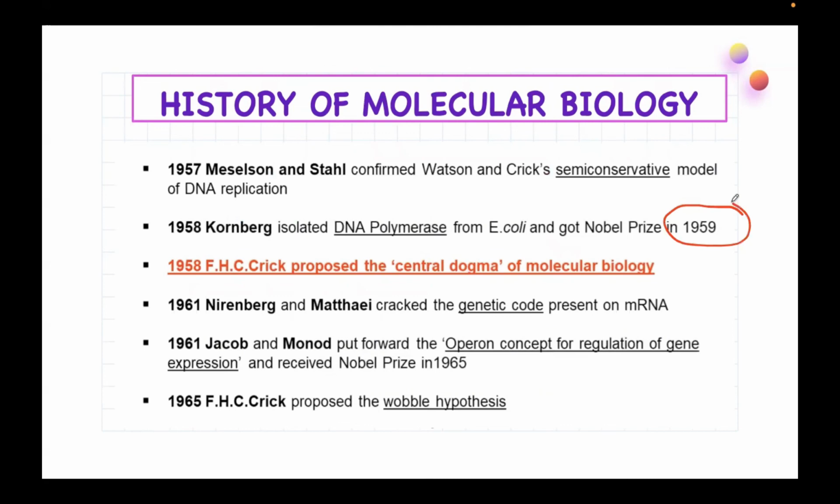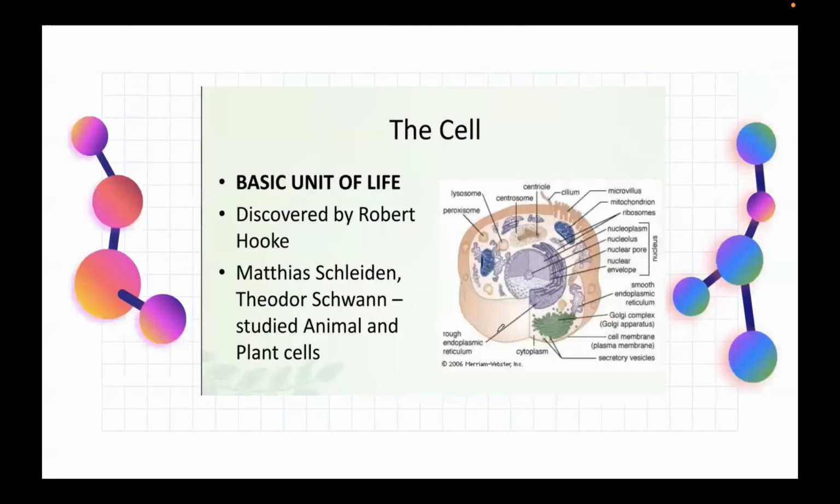Next is 1958 when F.H.C. Crick proposed the central dogma of molecular biology. Pakitandaan po. And then 1961, Nirenberg and Matthaei cracked the genetic code of your mRNA. 1961, Jacob and Monod put forward the operon concept for regulation of gene expression, and received the Nobel Prize in 1965, and in 1965, F.H.C. Crick proposed the wobble hypothesis.